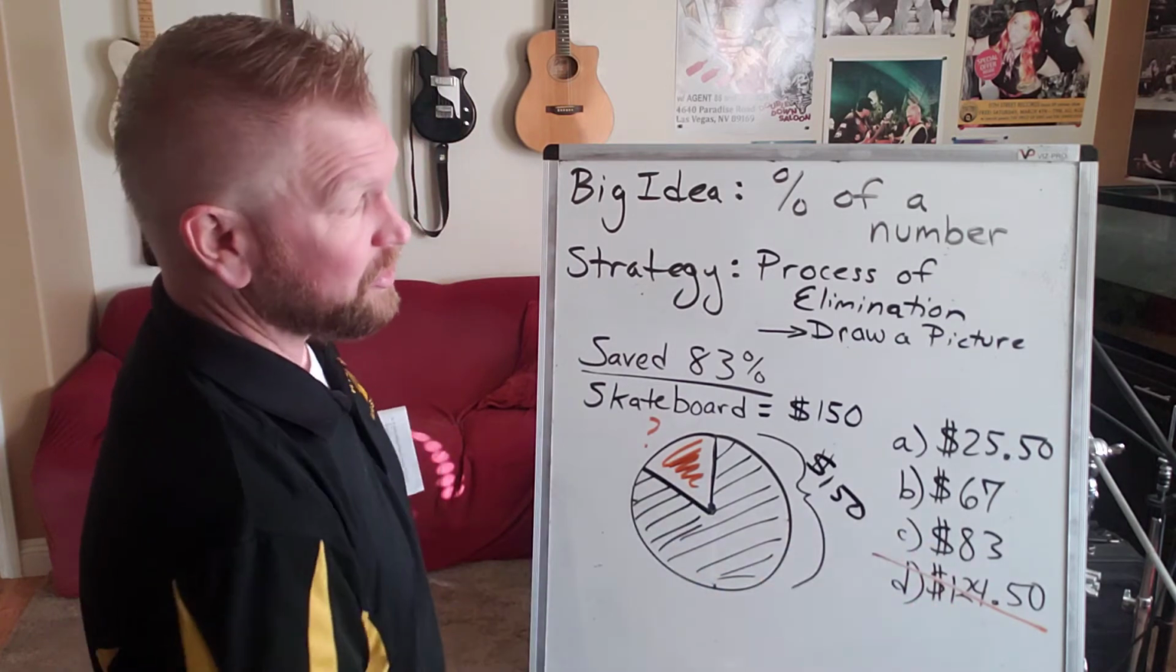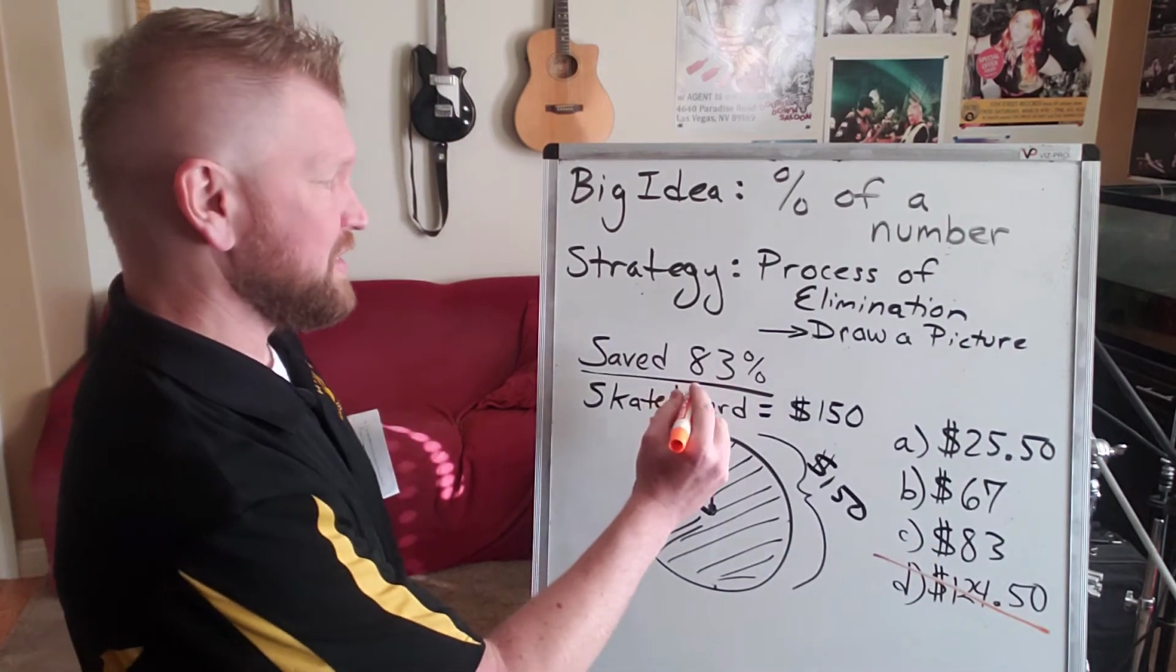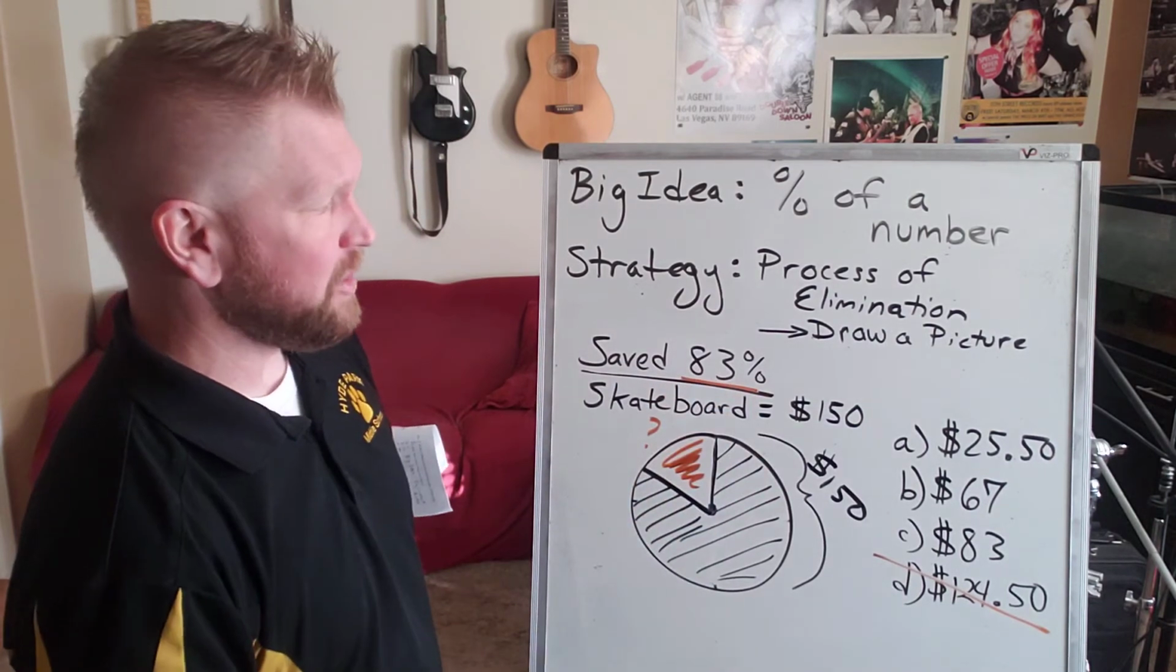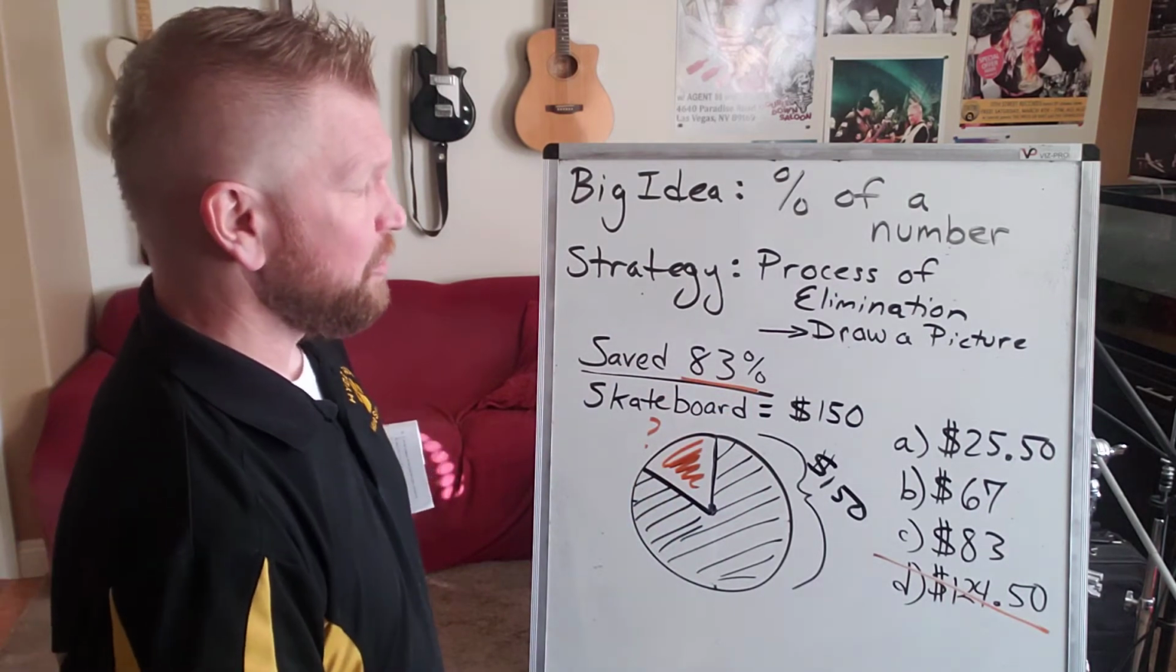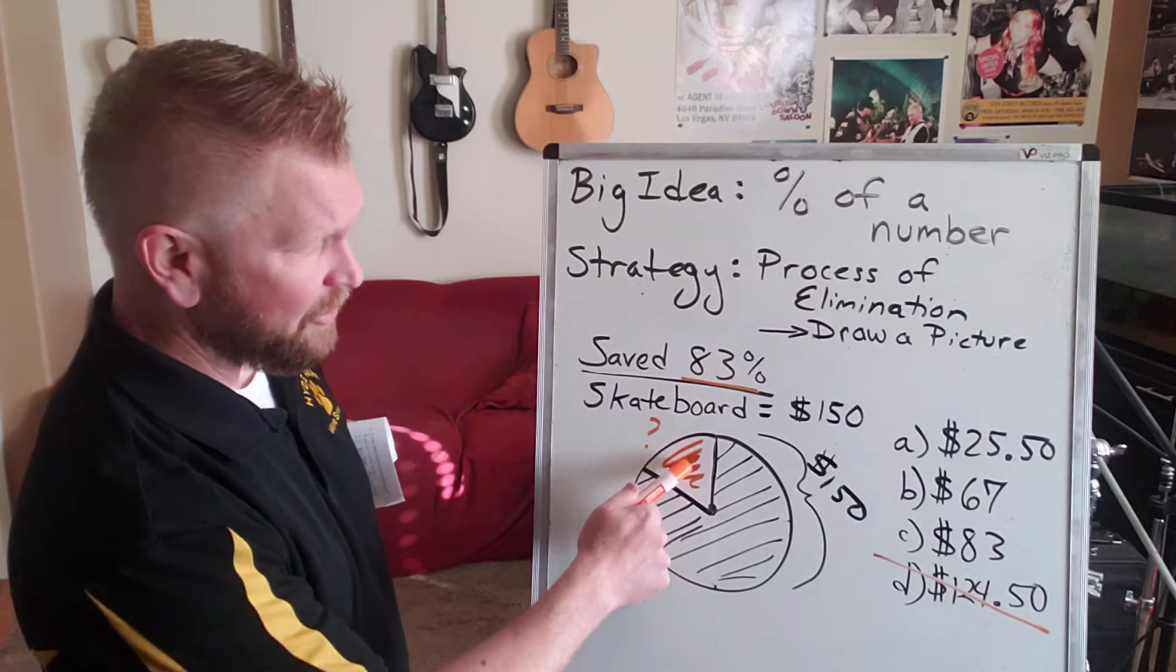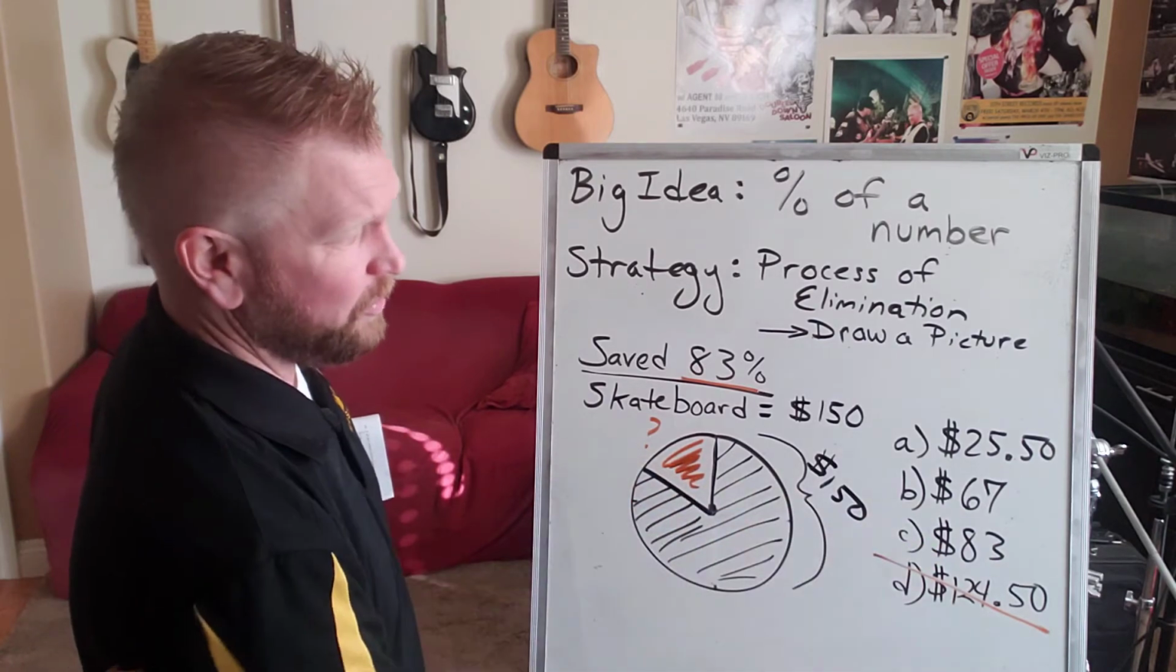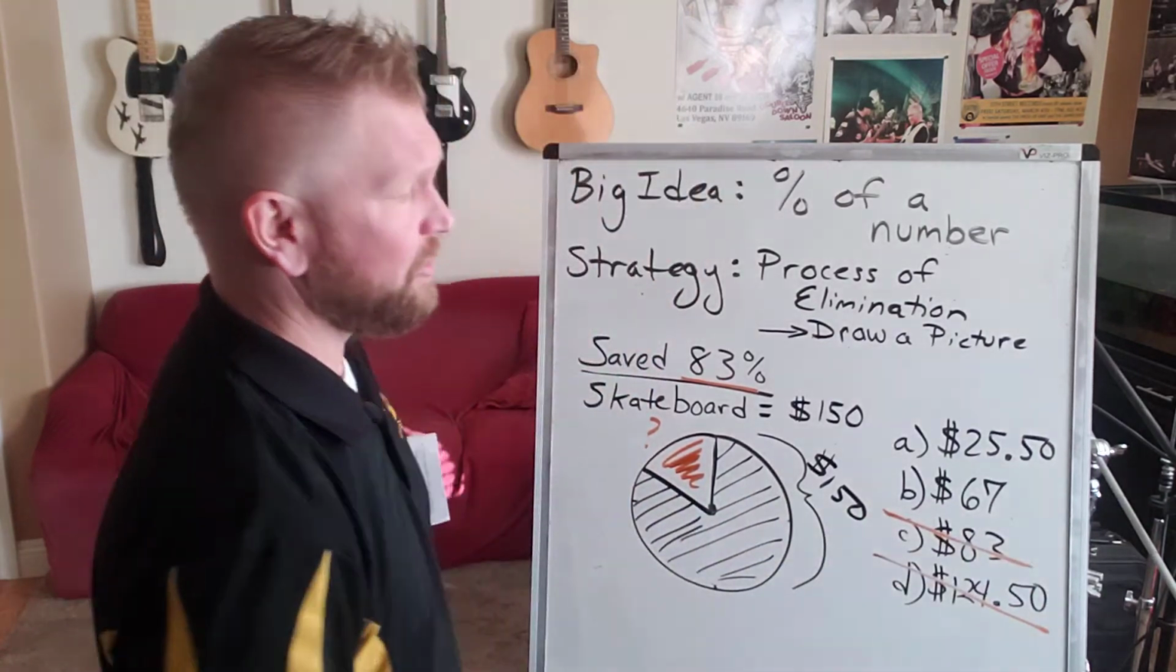Okay, 83 is also a distractor. Just because it's 83%, doesn't mean it's $83. And again, we know that he needs to save less than half of 150. That's not less than half of 150, so that's not right either.